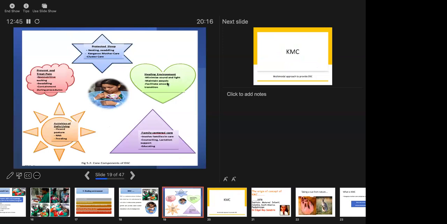The fourth component was family-centered care, that is, involving the family in the care of the baby. And the fifth component was a healing environment, which includes minimizing the sound and light, maintaining asepsis, and facilitating smooth transition at the time of discharge. So these are the five core elements of developmental supportive care, which you should know.